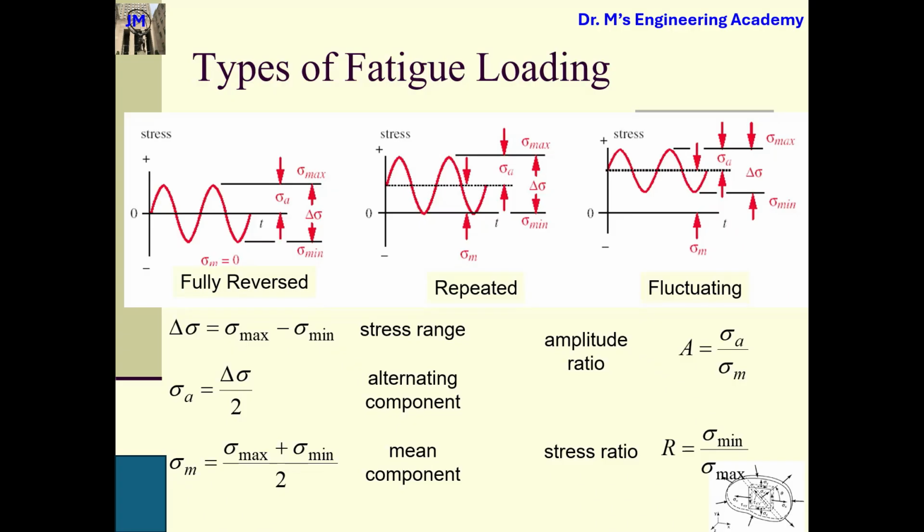We also have the amplitude ratio. Actually, this is derived from there, the stress ratio. Questions so far, guys? No questions? So this is the alternating component and the mean component. I want you to be very familiar with these two concepts.